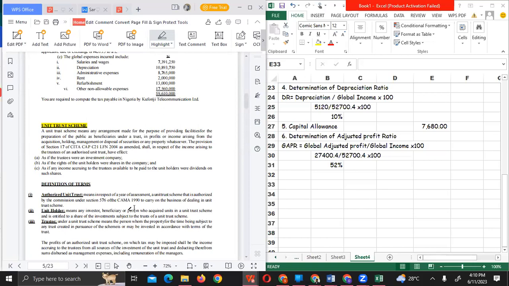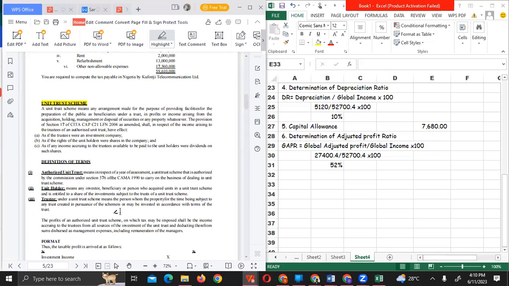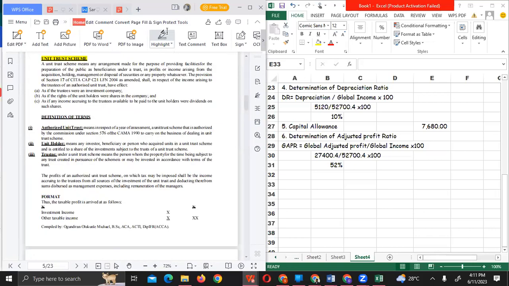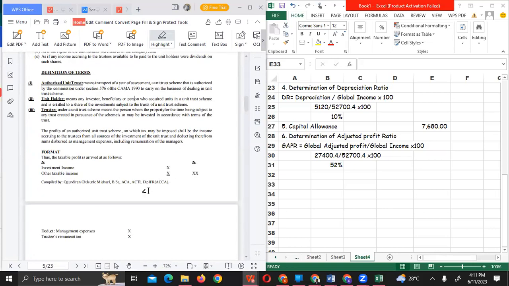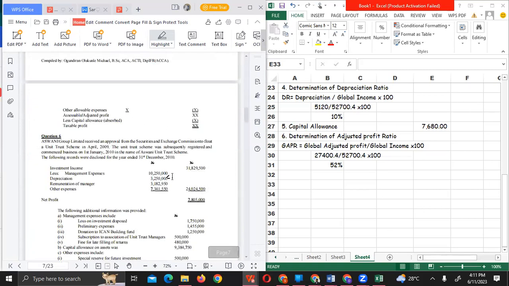Then we have a unit holder. A unit holder is a shareholder, so to say. So it's a person who owns a unit of ownership in a unit trust scheme, right? So then we have trustee. A trustee is the person whose assets or whose property for the time being is subject to any trust created in pursuance of the schemes. So we have this as the format for it. Then we go straight to illustration.